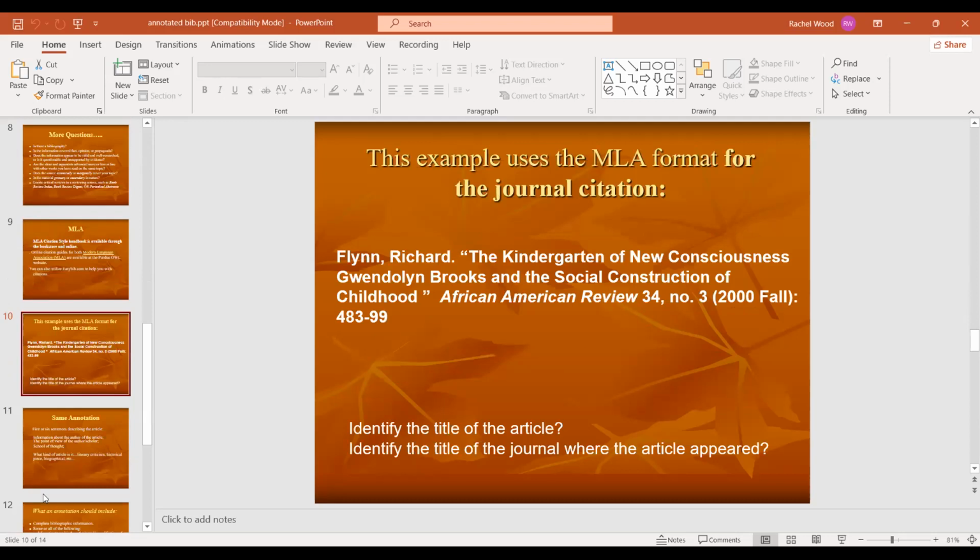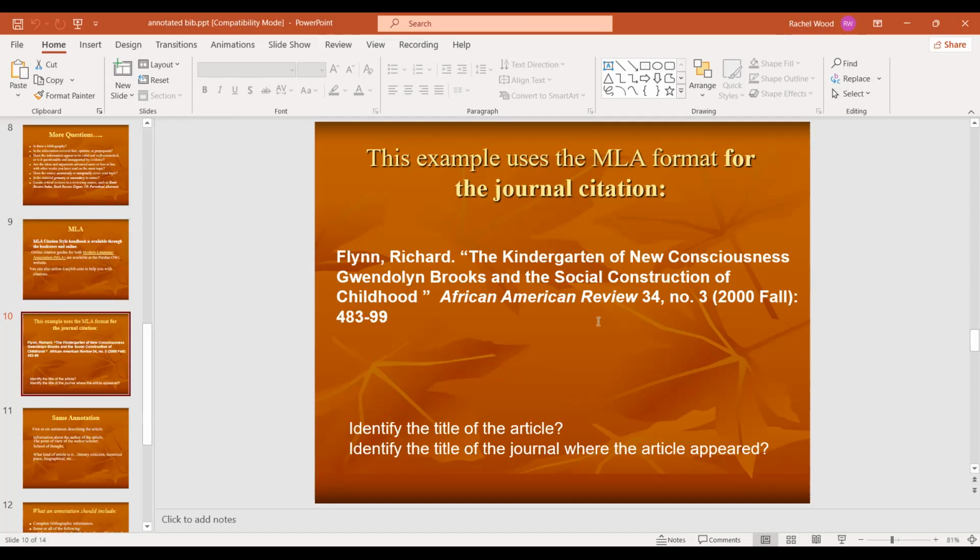This example here, just looking at it, Flynn Richard, The Kindergarten of New Consciousness, Gwendolyn Brooks, and the Social Construction of Childhood. I'm going to use my mouse here. The title of the article always goes in quotation marks, and then the title of your journal will go in italics. So you'll always know what the title of the journal is because it's in italics, and the article title is in quotation marks. And again, this is pages 483 to 99.